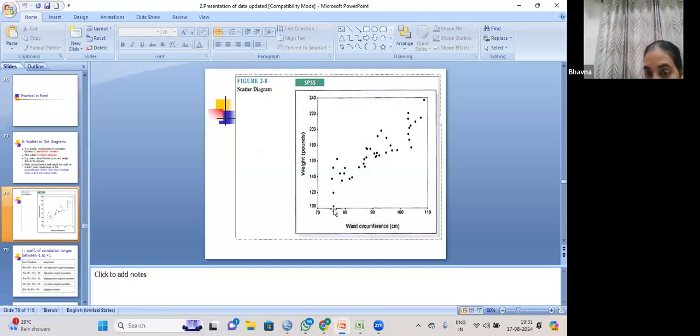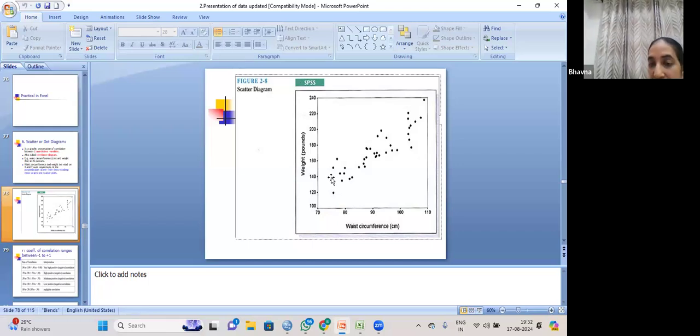For example, the first person out of 39 might have a waist circumference of around 78 centimeters and a weight of around 120 pounds. Now, what do you do? You draw perpendiculars from the x-axis and from the y-axis, and this gives you one scatter point. Okay. Let's see this scatter point.